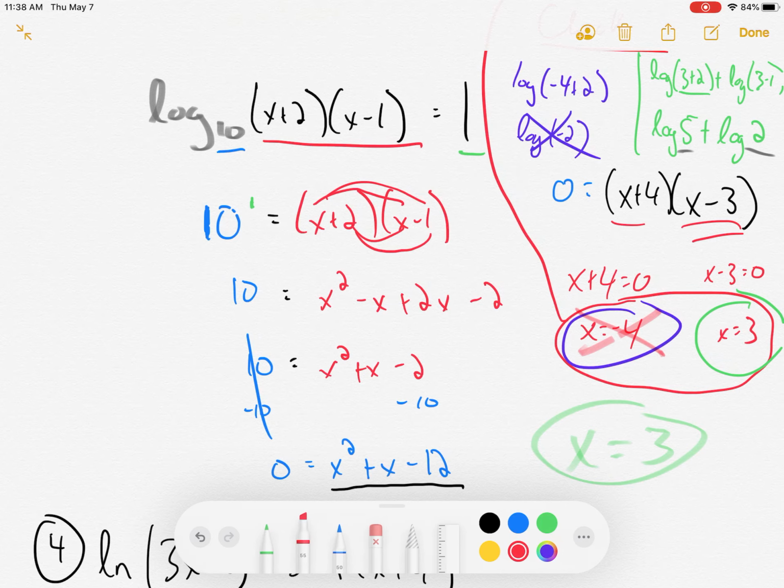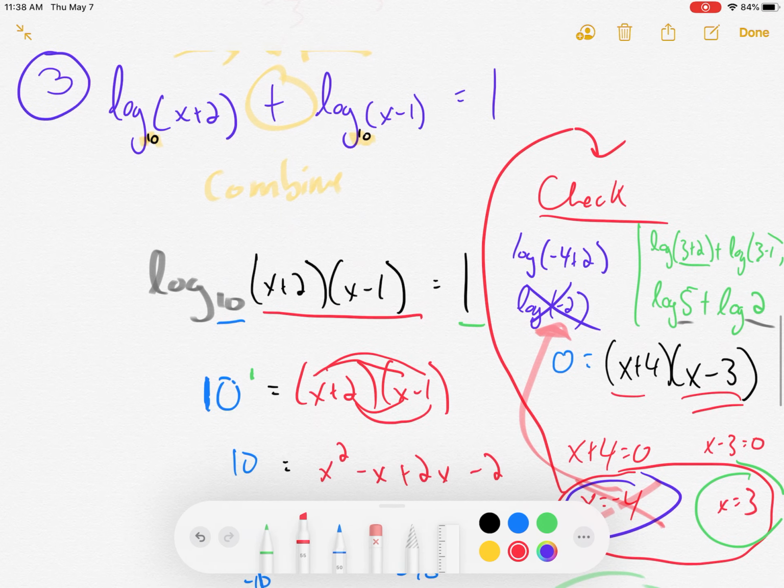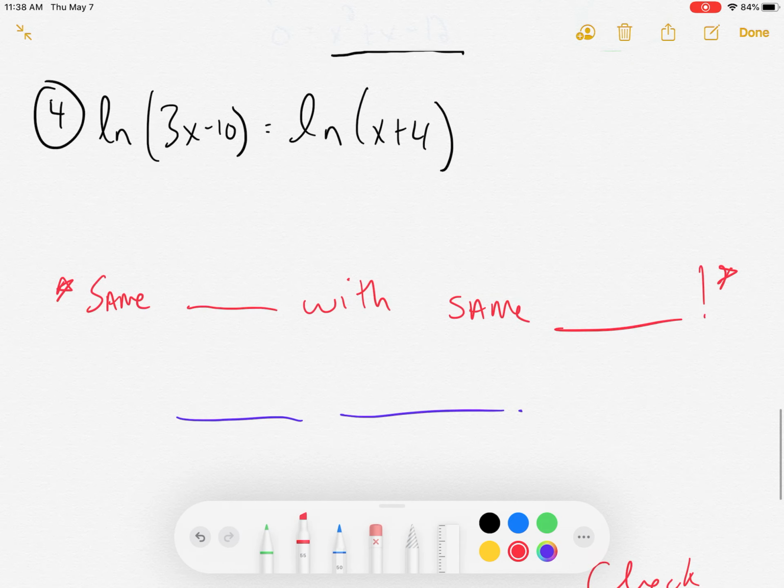Again, x equals negative 4 is not an answer because when I plugged it in, I got a log of a negative number. That's not okay. I cannot take a log of a negative number. Okay, that's the most difficult problem that we have. The next one is actually quite a bit easier.